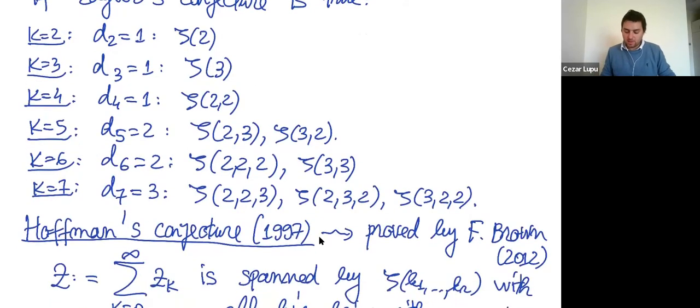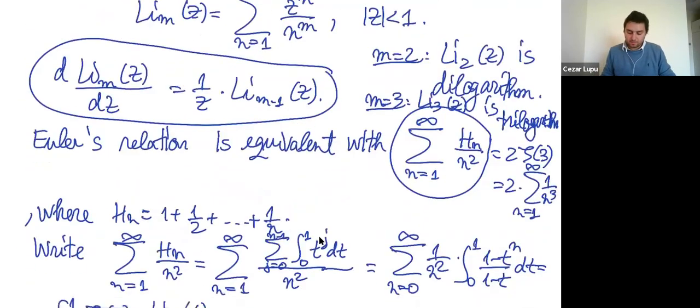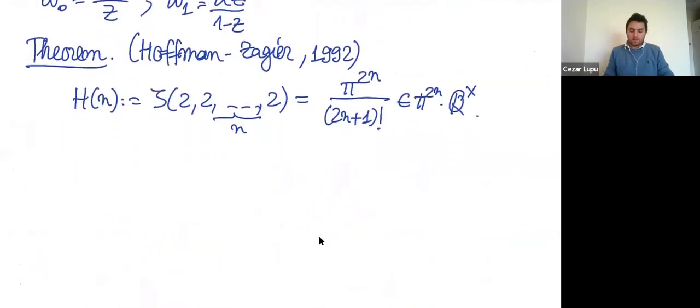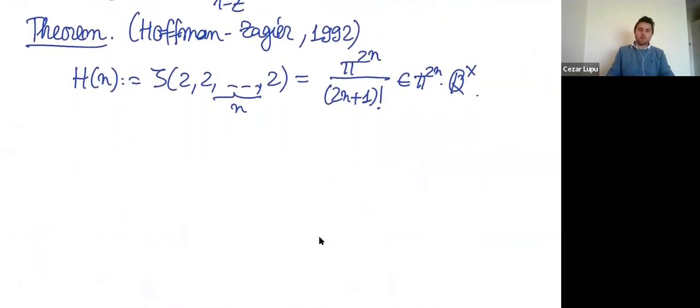So that's why I was saying that this is the simplest family of Hoffman family of multiple zeta values.